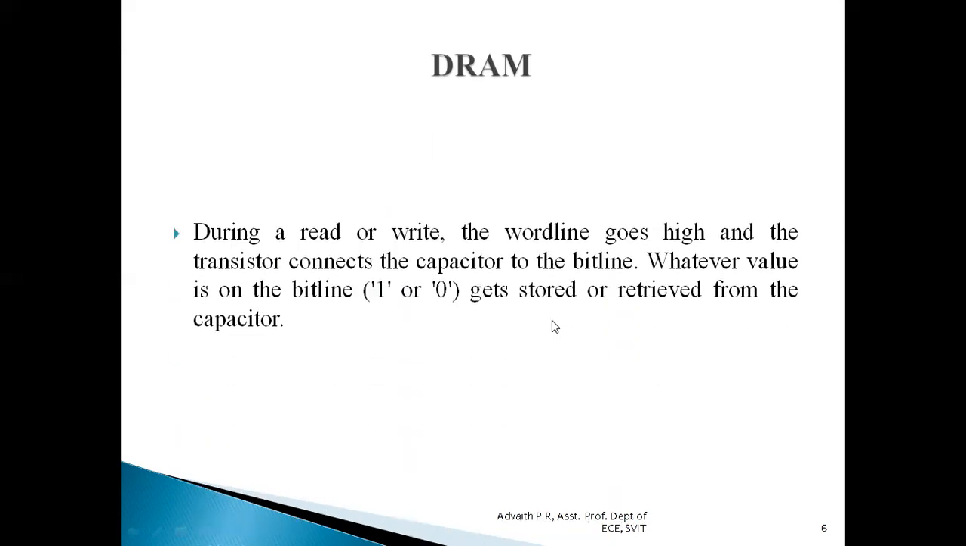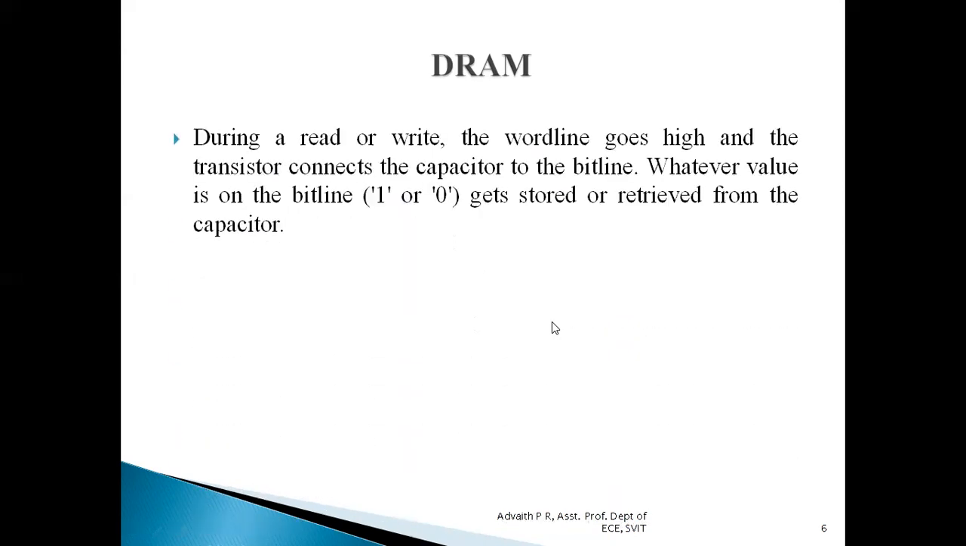Similarly, the data can be read, which is exactly the opposite of that. During a read or write, the word line goes high and the MOSFET connects the capacitor to the bit line. Whatever value is on the bit line, whether it may be logic level high or logic level 0, gets stored or gets retrieved from the capacitor. If it is stored in the capacitor, it is called a write operation. If it is retrieved from the capacitor, it is called a read operation.